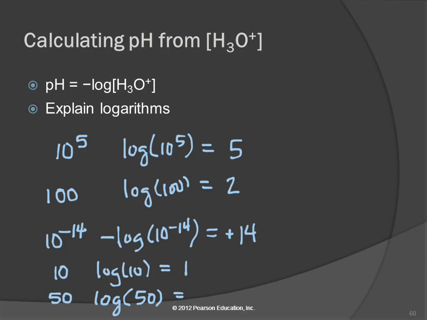So put 50 into your calculator and press the log button. 1.69897, blah, blah, blah. But 50 is between 10 and 100, and the log of 50 is between the log of 10 and the log of 100, right? It's between 1 and 2.